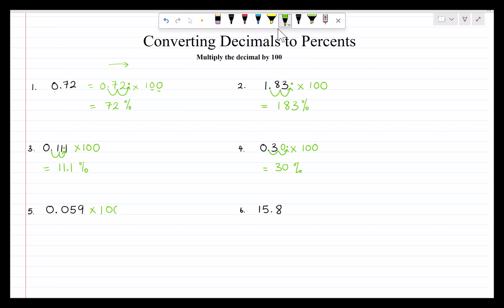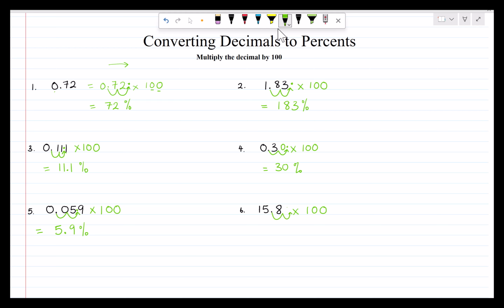Example number 5, again, we are changing the decimal to a percent. Hence, we are multiplying it by 100. We are moving 1, 2. And we put our decimal point right there, meaning that we are left with 5.9%.